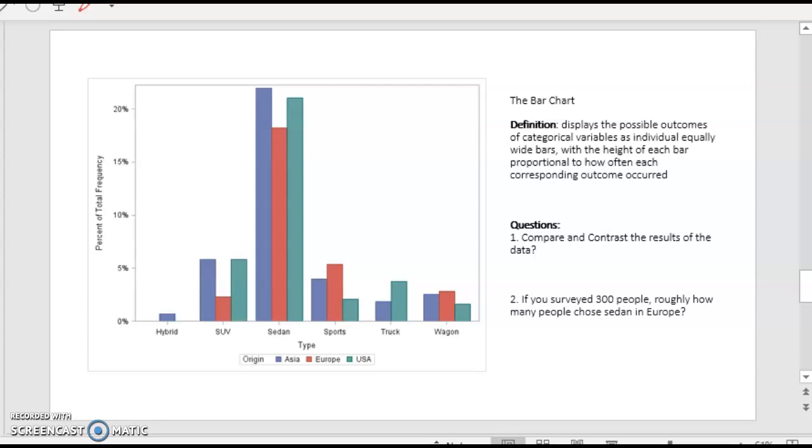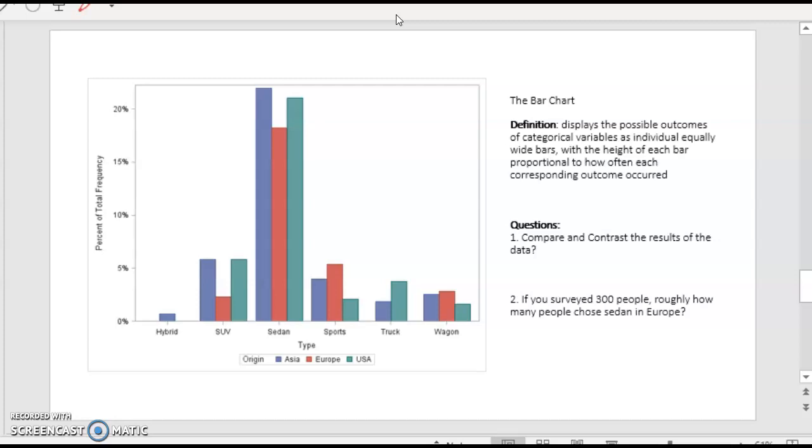All right, and the last type of graph that we're going to look at is a bar chart. The bar chart displays your categorical variables as equally wide bars. So each height of the bar is proportional to the outcome. Again, that idea of proportional: if you want it to represent 20%, then make sure that it looks like 20% compared to the other bars within your graph.